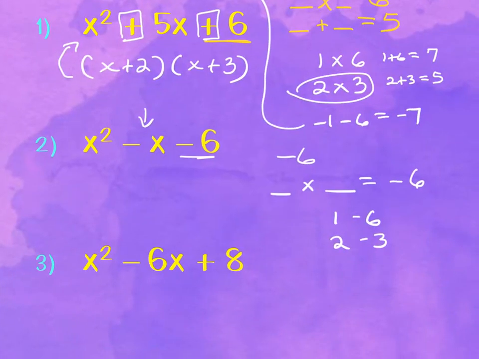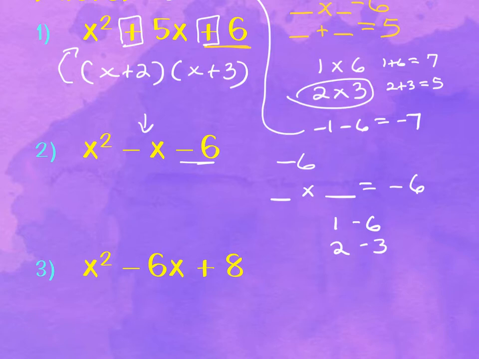Now I go back to figure out which one works. Is it the 1 minus 6? Well, that gives me -5. Or is it the 2 minus 3? And it's the 2 minus 3, because that gives me -1, which is what I wanted in the middle.